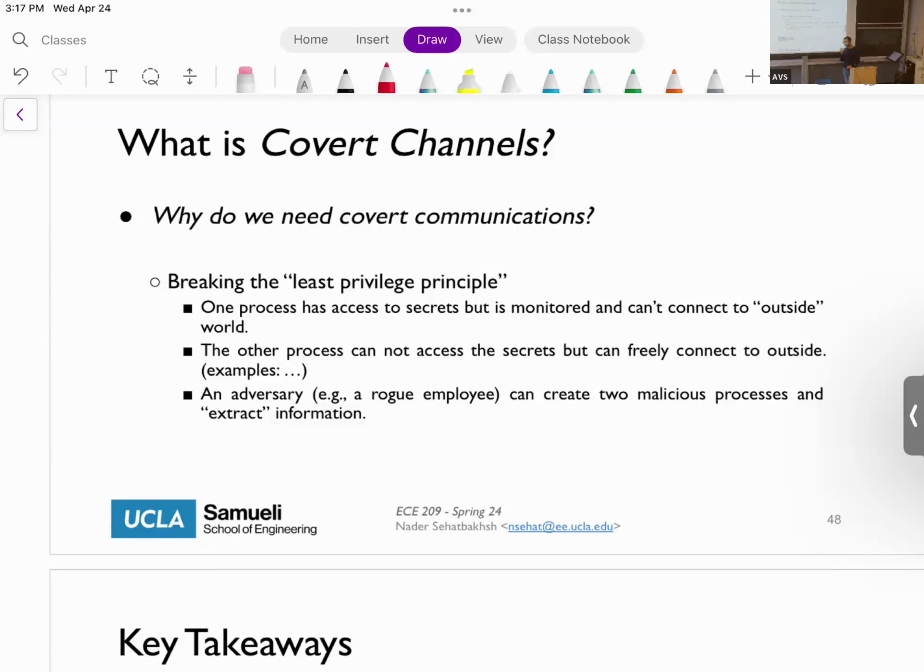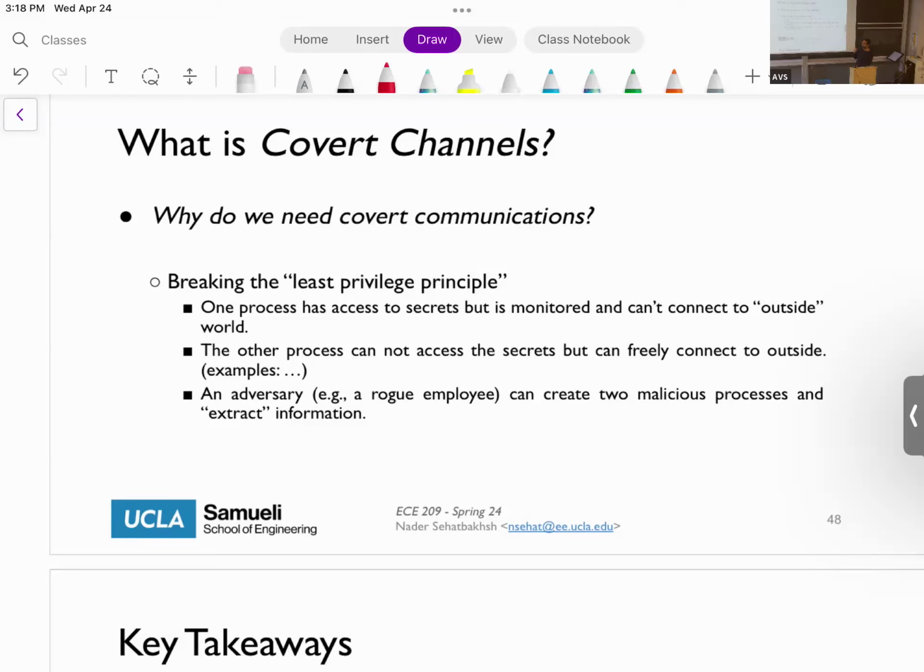So now if an adversary can run these two applications, one that has access to the photos and the other one that has access to the Wi-Fi, what they can do is that if they can form a covert channel between these two apps, the data can be extracted from the photo library, sent to the Wi-Fi one, and then sent out to the outside world, okay? This way we are circumventing this protection layer in the operating system.